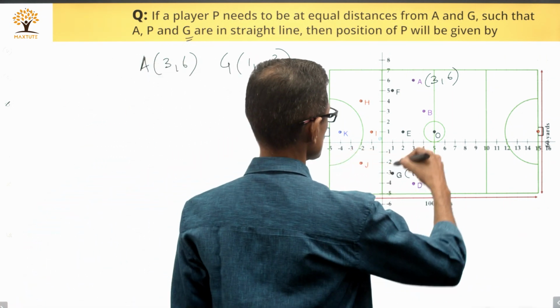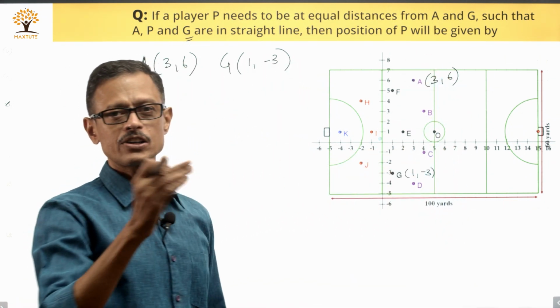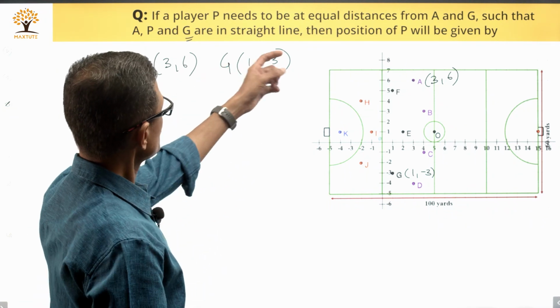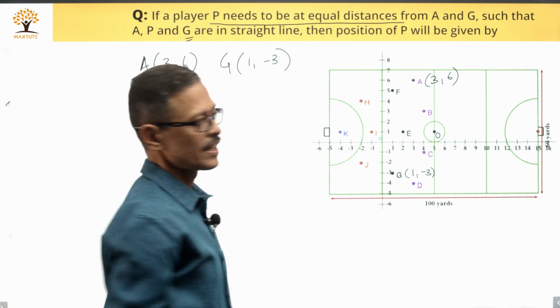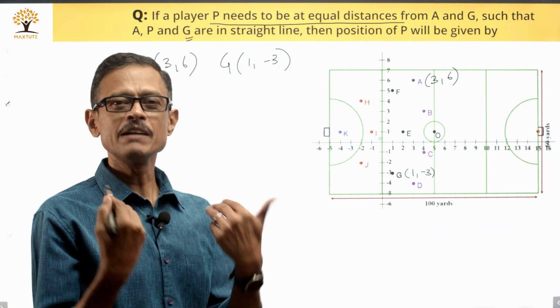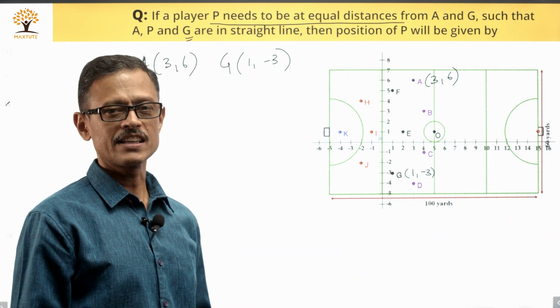Essentially, you are joining these two points by a straight line, and P is a point on this line. Then the position of P will be what? What is said about P? P needs to be equidistant from both these points. So, P is the midpoint of A and G on this line segment AG.